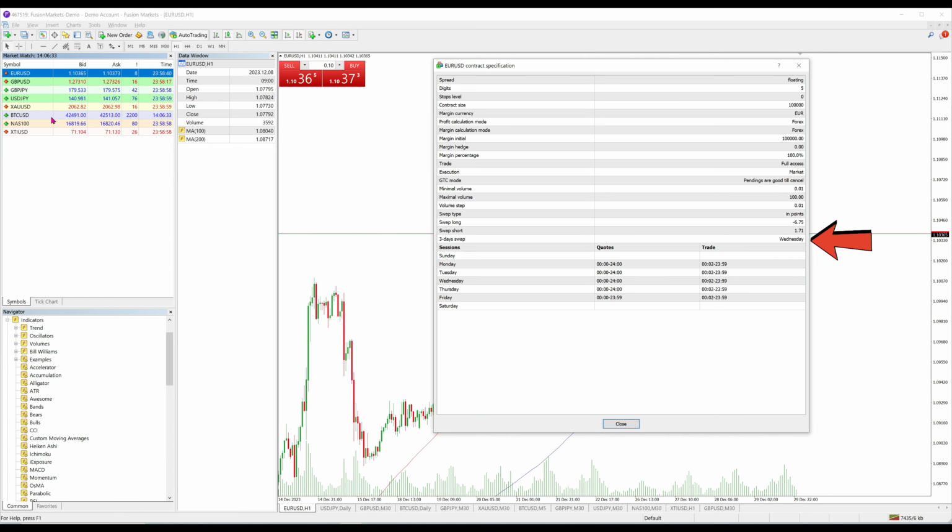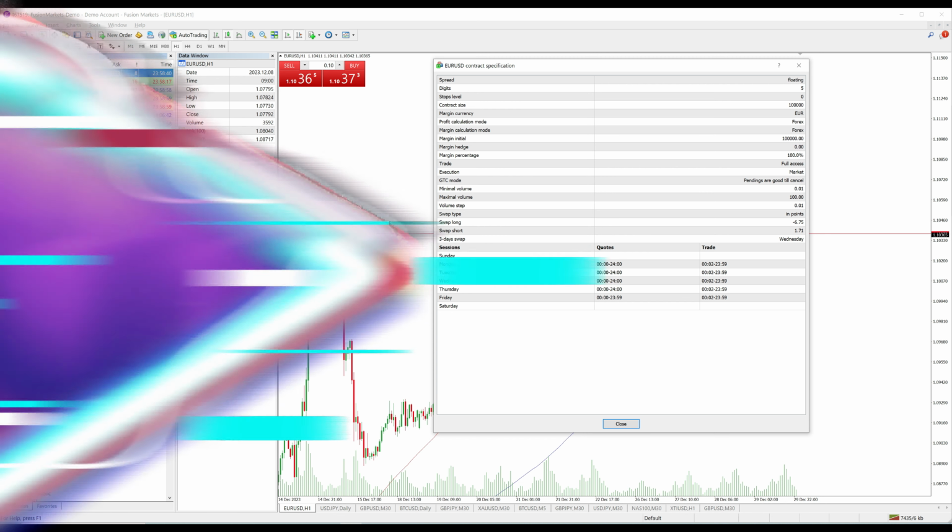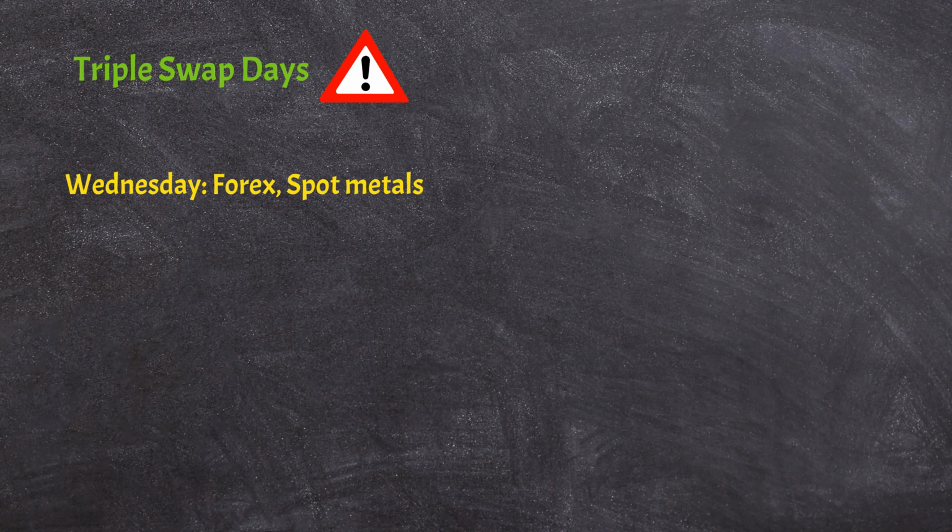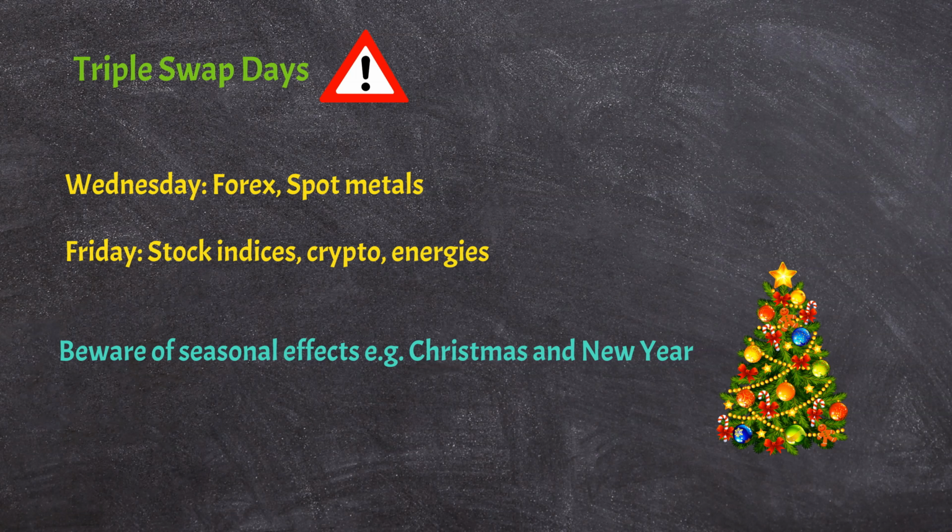What is this evil triple swap day? Forex markets are closed over the weekend, but your interest will continue to accumulate. Since Forex trades have a 2-day settlement period, your interest for the weekend will have to be paid on Wednesday. And no, you won't get a refund if you close your position before the weekend. In general, for Forex and spot metals, Wednesday is the triple swap day. For energies, stock indices, and crypto, Friday is the triple swap day. If there are upcoming trading holidays, swaps may temporarily increase since interest is collected in advance.